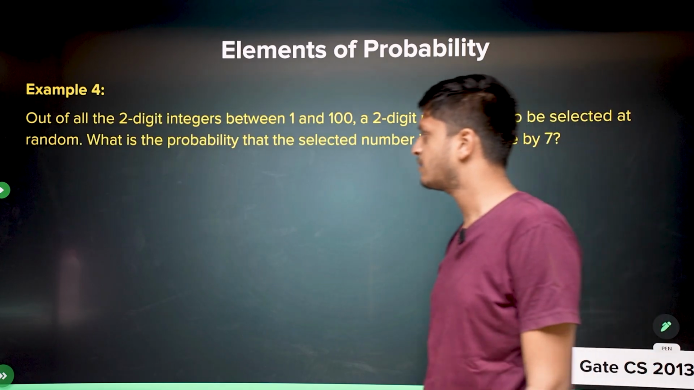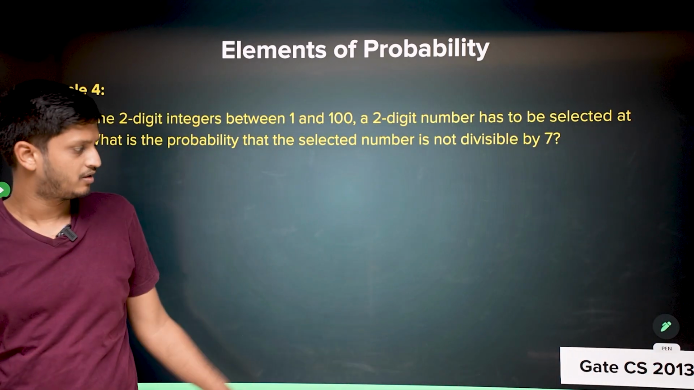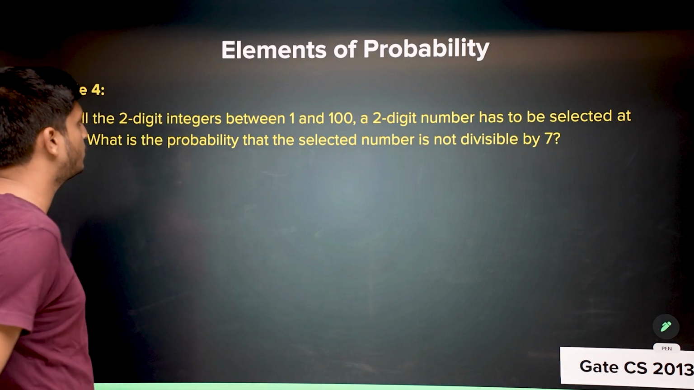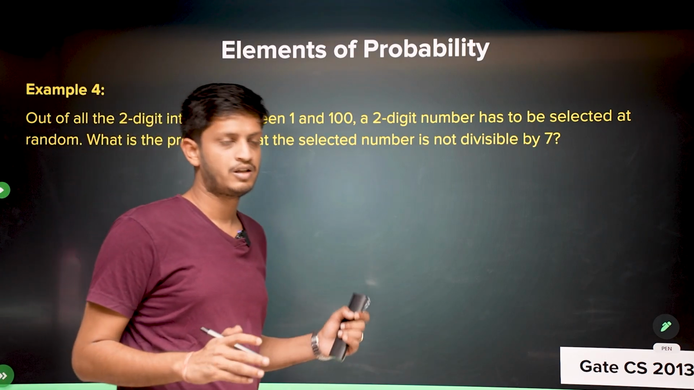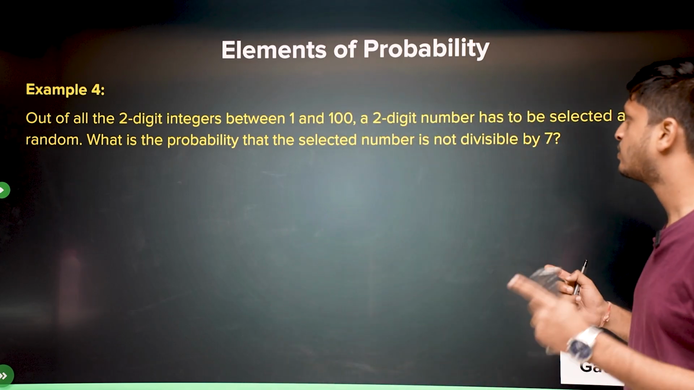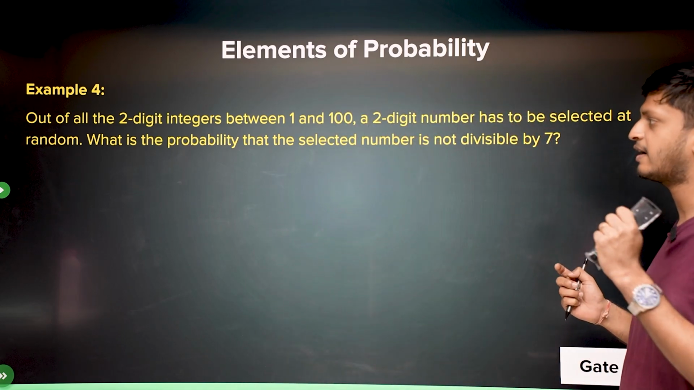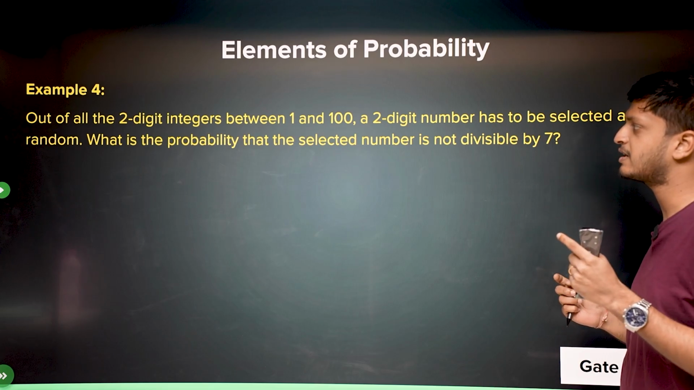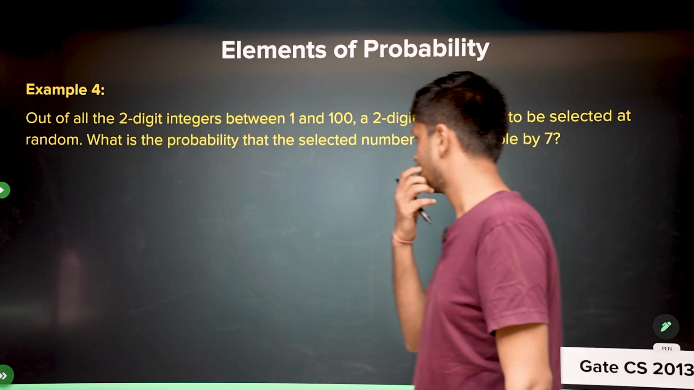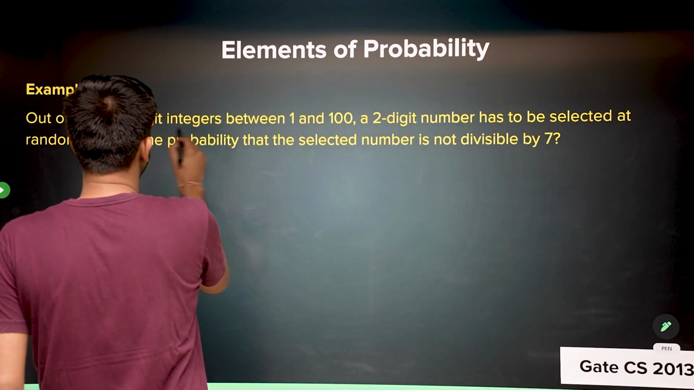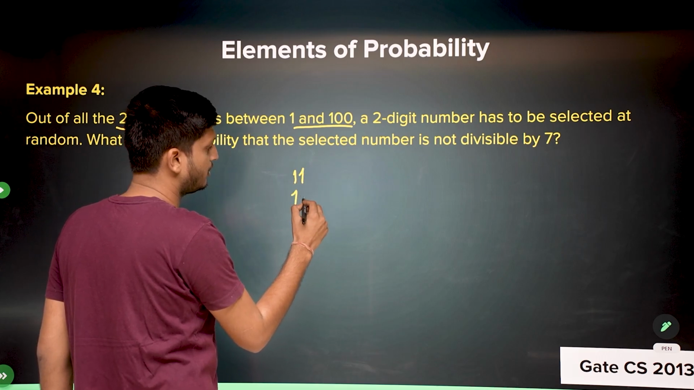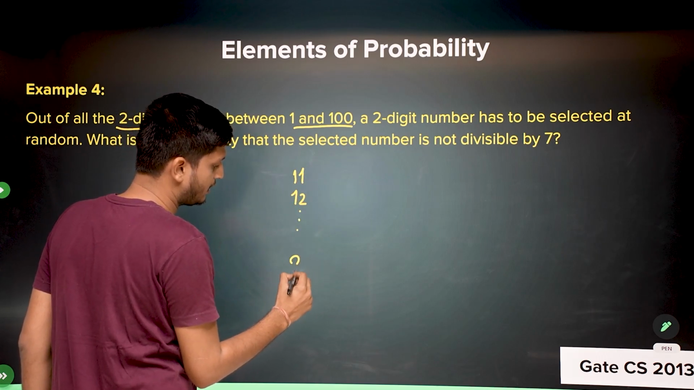Okay, there is this one question which has been asked in GATE Computer Science, 2013. Out of all the 2-digit integers between 1 and 100, a 2-digit number has to be selected at random. What is the probability that the selected number is not divisible by 7? So how many 2-digit numbers are there between 1 and 100? They start from 11, 12, up to they go to 99.